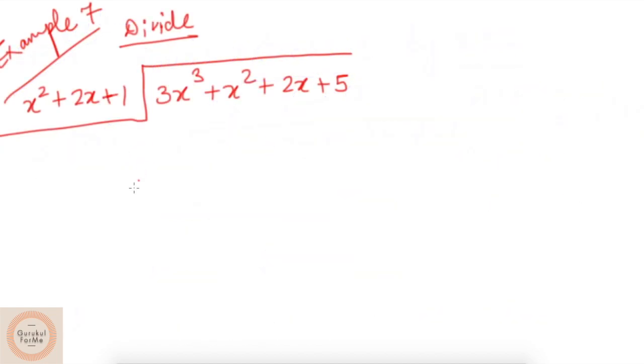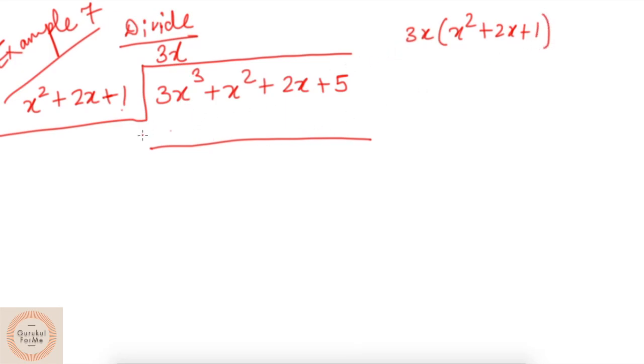Okay, so what does example 7 read? It says you have a polynomial 3x cubed plus x squared plus 2x plus 5. You have to divide with x squared plus 2x plus 1. What's our objective here? The first term has to be 3x cubed. So whatever you multiply here, let's say I take 3x and multiply with this divisor. So 3x when I multiply with x squared plus 2x plus 1, what do I get? I get exactly this, which is 3x cubed plus 6x squared plus 3x.